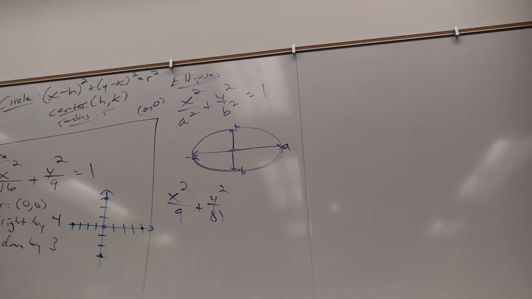So the center is always going to be 0, 0? No. Why was the center 0, 0 here? Because it's not x minus 2. The same thing that holds for an ellipse in general can happen to any of these. Okay. And then I just connected the points.